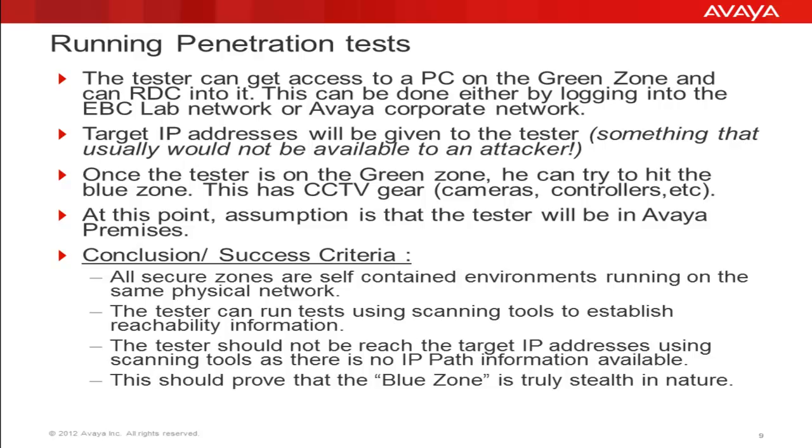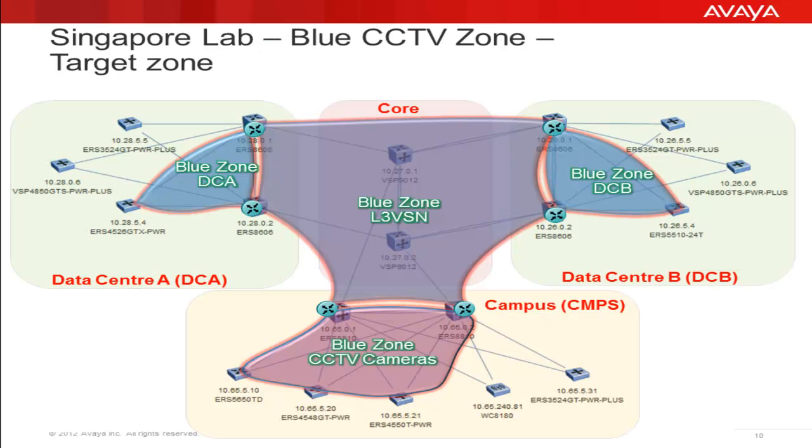Additionally, the attackers were given several IP addresses of systems that were hidden within the blue zone. Once again, this is not information that the typical attacker would have, and more appropriately illustrates an inside attack scenario. This is a quick illustration of the blue zone, which consisted of a single L3 VSN and several L2 VSNs associated with it. Once again, this was the target zone. The target systems consisted of a video surveillance management system, as well as dozens of IP-based video surveillance cameras.